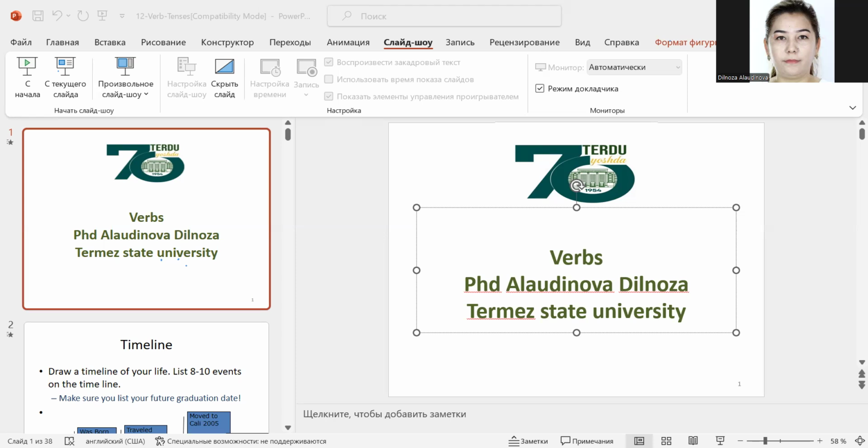To be verbs, helping auxiliary verbs have, has, and the others. Thank you for your attention. They are all about verbs from the English language. Have a good day.